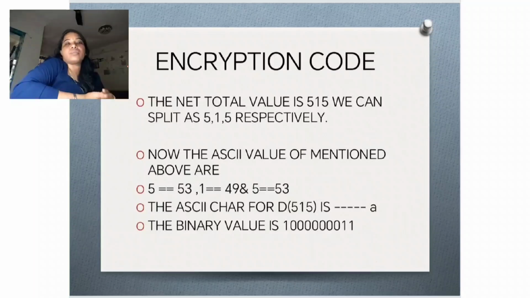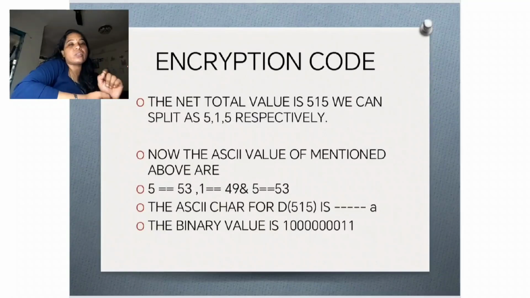For this encryption code, the total value you are getting is 515. So 515 we can split one by one. Next, you are going to apply the ASCII value for those numbers. For example, the ASCII value of 5 is 53, of 1 is 49, and again of 5 is 53. If you add these numbers, you get this 515 decimal value. The decimal value 515 as an ASCII character is small letter a. Small case.